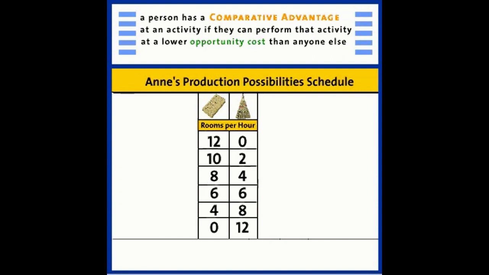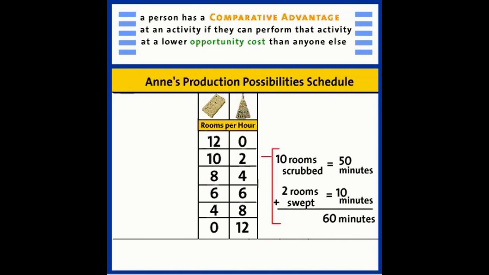And so forth. The opportunity cost for Anne of sweeping another 2 rooms to bring her to a total of 4 would be a loss of 2 rooms worth of scrubbing. She should be down to 8 rooms scrubbed. 6 rooms of sweeping would be 6 times 5 minutes, or 30 minutes spent sweeping, leaving her half an hour for scrubbing. Divided by 5 minutes is a total of 6 rooms scrubbed.